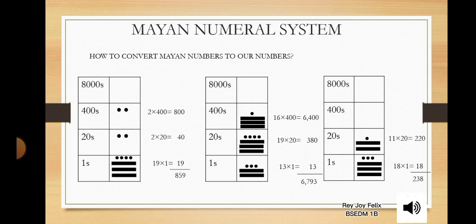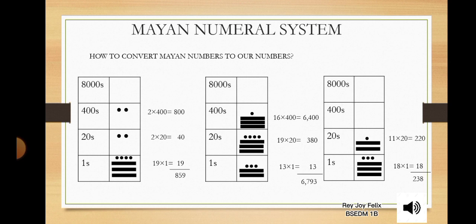So 2 times 400 equals 800. The next is 2 dots again, equivalent of 2. 2 times 20 equals 40. The next one is 4 dots equivalent of 4 plus 3 bars. Each bar is 5, so we have 3 bars equivalent of 15. So bars plus dots, 15 plus 4 equals 19. So 19 times 1 equals 19.